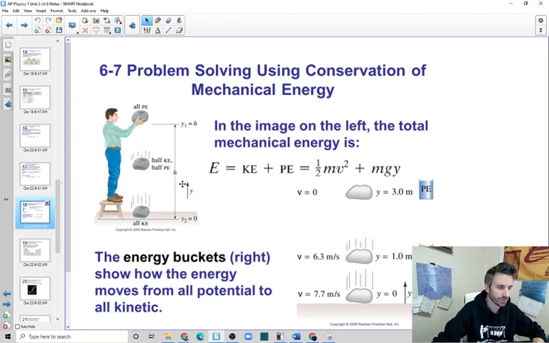We often talk about it as buckets of energy. The bucket is going to be the same amount of stuff, energy, at all times. It's just a matter of what kind of stuff is in it. Is it kinetic or is it potential? But it's all the same energy.